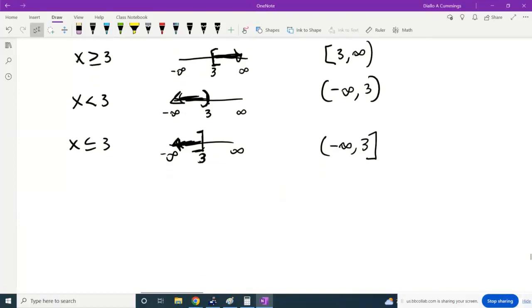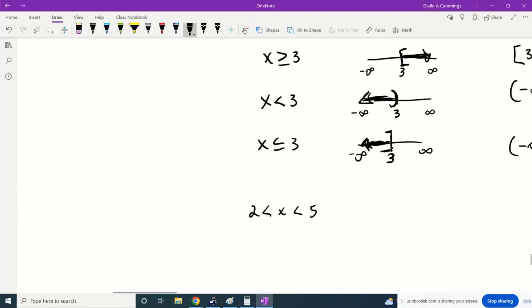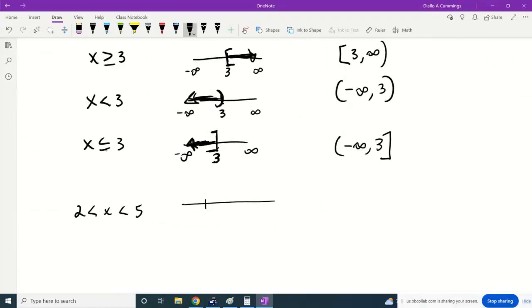Now let's look at some compound inequalities. So let's see, 2 is less than x is less than 5. How would you write 2 is less than x is less than 5 in interval notation? Well, we're going to do the same thing. We're going to make a rough sketch of a graph. In this case, I'm going to center the graph at 2 and 5, because I have 2 numbers instead of 1 number. And I'm still going to put negative infinity to the left and positive infinity to the right.